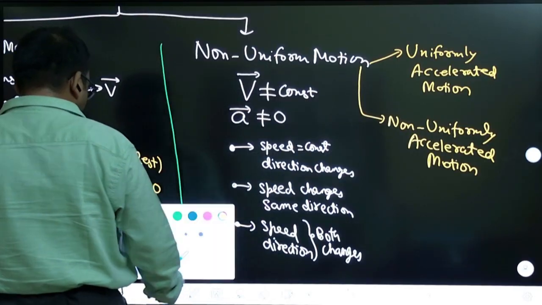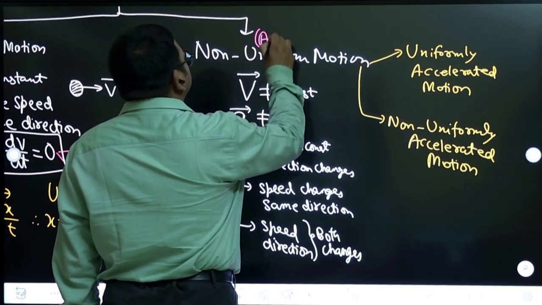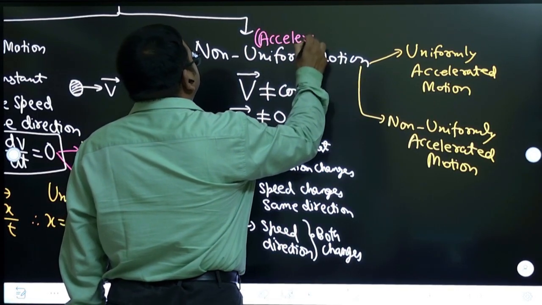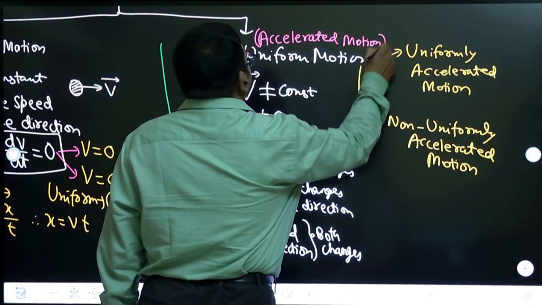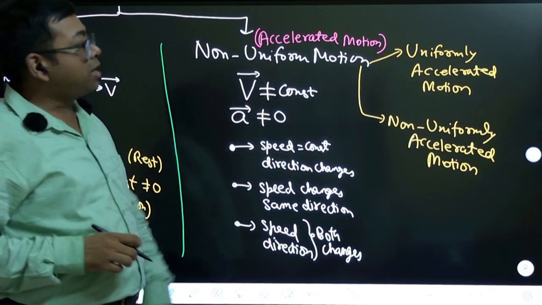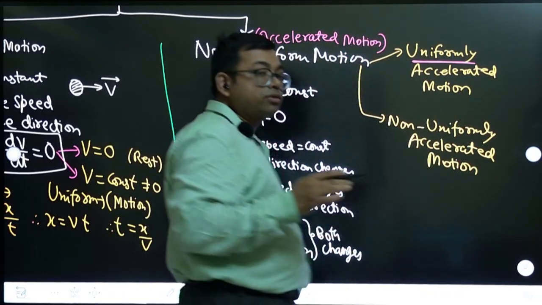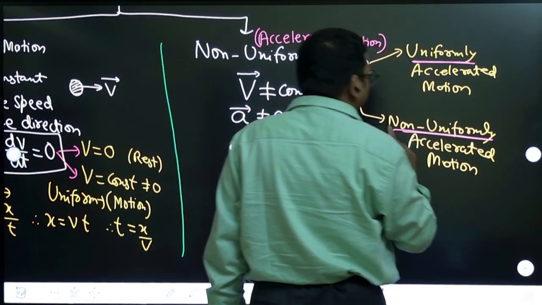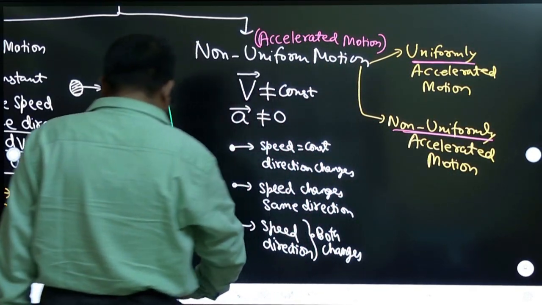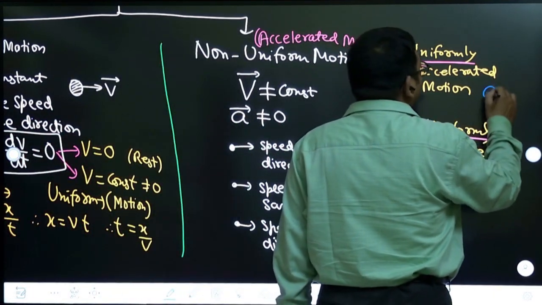You may also say that non-uniform motion means accelerated motion. There is an acceleration, so it is accelerated motion. So accelerated motion can be of two types. One is where the acceleration is uniform. Uniform means acceleration is constant. Another is called non-uniform, which means acceleration is not constant. So uniformly accelerated motion means acceleration is constant.